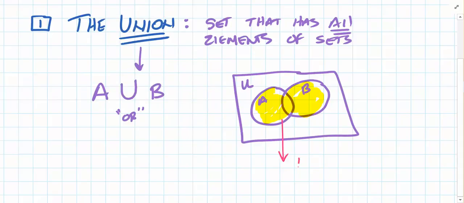So this is A union B. It's whatever's in A or in B. That's the set of all elements of all sets. That's what the union means. All right, let's talk about the intersection.